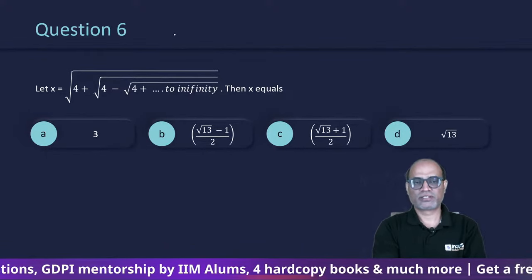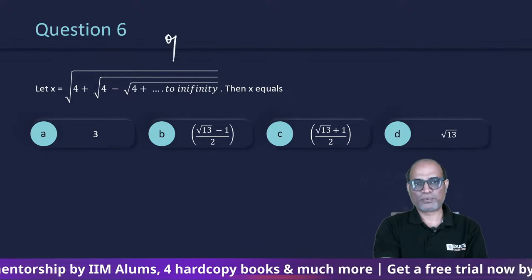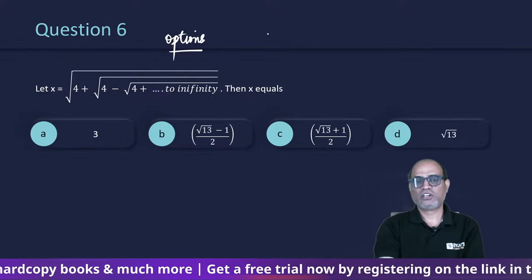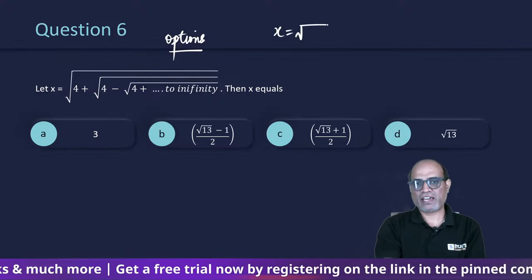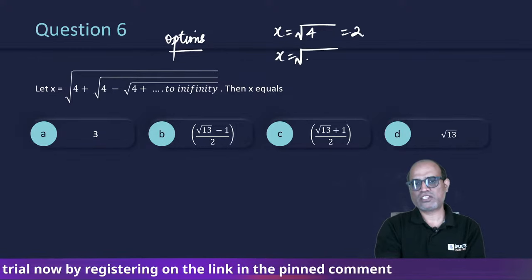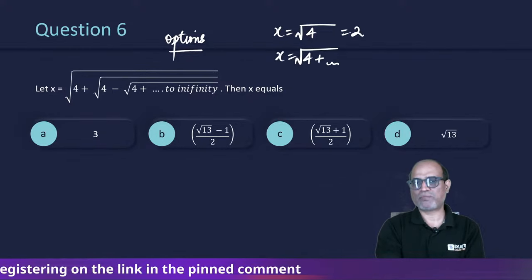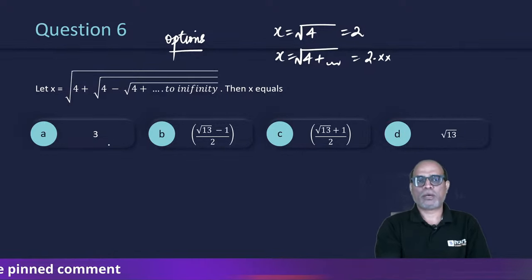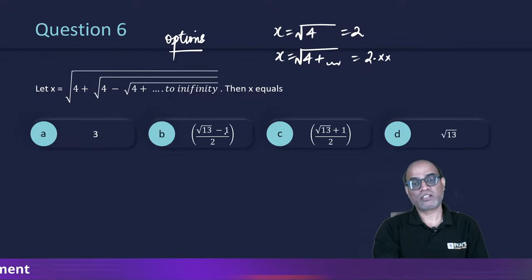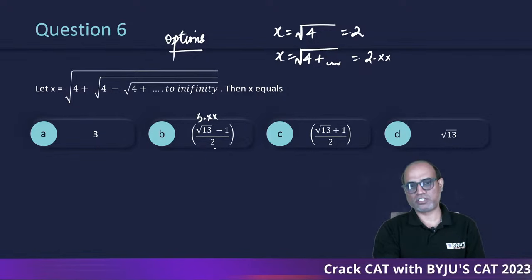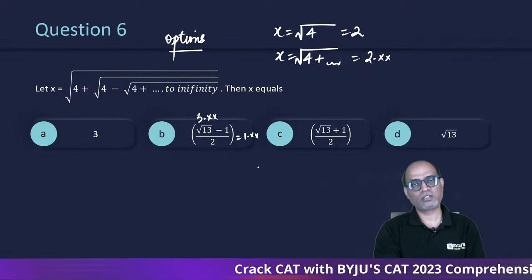नेक्स्ट, दिस इज ऑप्शंस, क्योंकि इसकी वैल्यू अज्यूम तो कर नहीं सकते. सो कैन वी से वी विल हैव x इज इक्वल टू √4 जो कि 2 होता है. So if I have x is equal to √4 plus some number, this will be more than 2. बस पहला ऑप्शन 3 है. This may be the answer. √13 is 3 point something. 3 point something minus 1 is 2 point something. By 2 will be 1 point something.